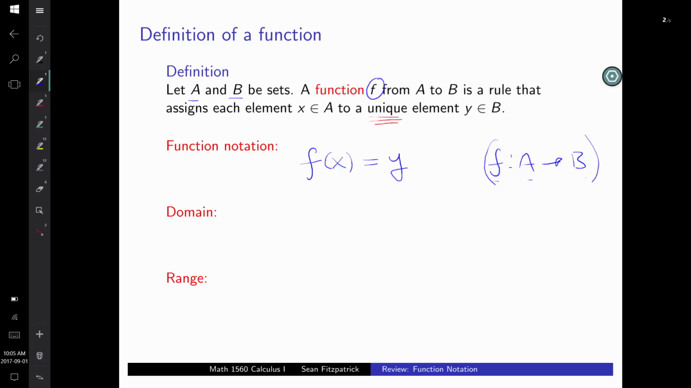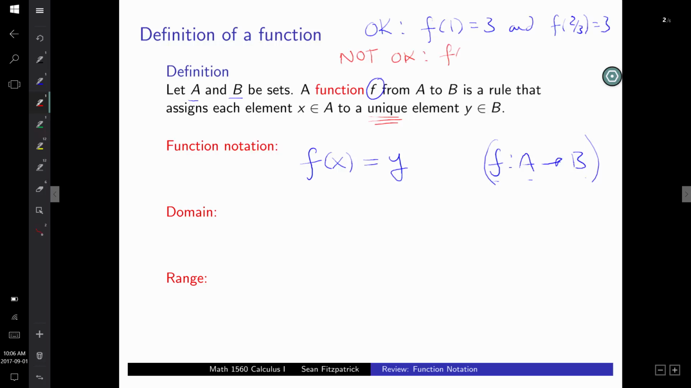Now, it is possible that you might have more than one x value that's assigned to the same y value. That's fine. Okay, so what would be okay would be something like if f of 1 equals, I don't know, let's say 3, and f of, I don't know, 2/3 equals 3, right? That's fine. There's two different x values that go to the same y value. That's fine.